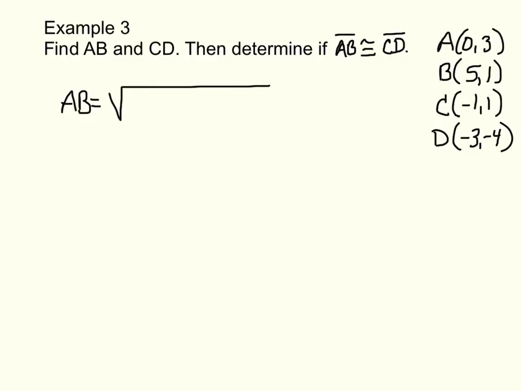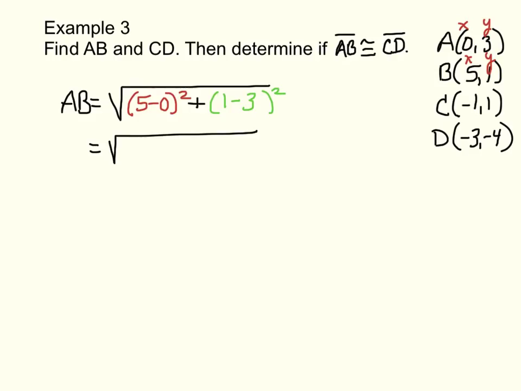So we're going to plug in. Here's x and y, here's x and y. We're going to subtract your x values. So I'm going to plug in 5 minus 0 squared plus, plug in your y values, 1 minus 3 squared. And being that you guys are in tap math, you can skip steps here easily.